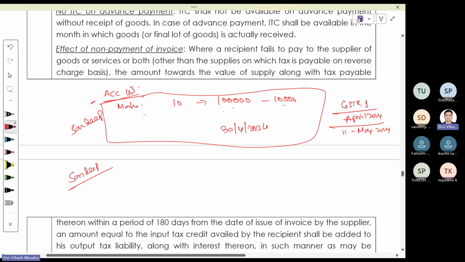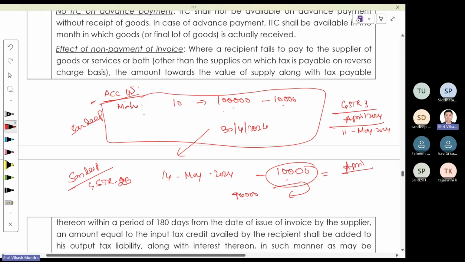Now, on the other hand, in the GSTR 2B of Mr. Sandeep, this transaction is reflected on or after 14th of May 2024. And accordingly, he is trying to claim ITC of rupees 10,000 for the month of April. During the month of April, his tax liability was 90,000, and he is trying to adjust this 10,000 out of this liability of 90,000.